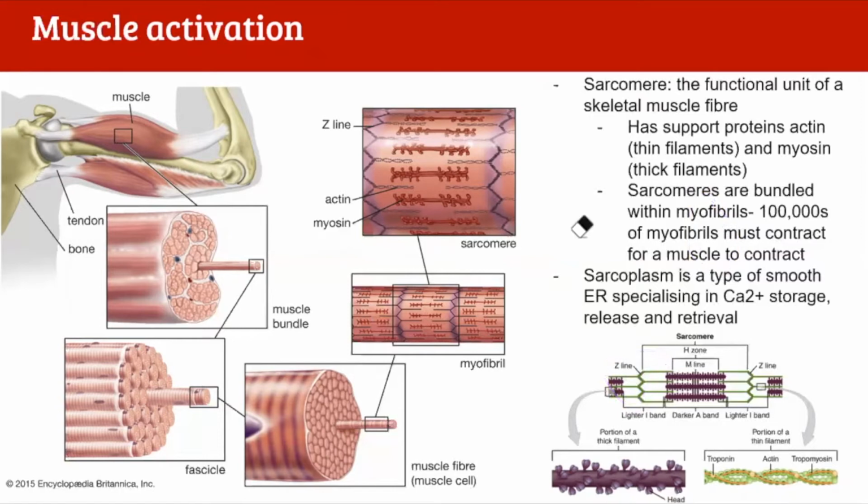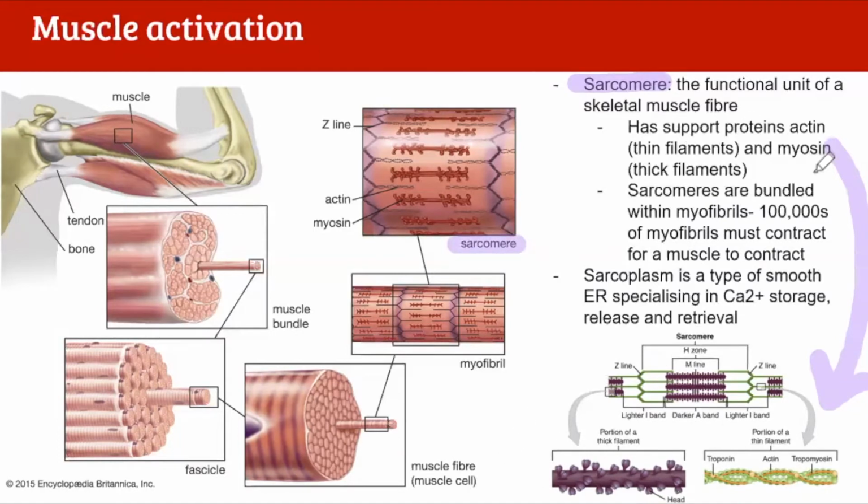So first of all, a couple of terms. First of all, we want to know what a sarcomere is. Sarcomere, you see right here, is the functional unit of a skeletal muscle fiber. So this is the functional unit which is able to contract, able to shorten. What a sarcomere has is proteins, both actin and myosin filaments. So actin are the thin filaments, myosin are the thick filaments. If we just have a look down here, you'll see actin are thin green filaments and myosin are thick purple filaments.